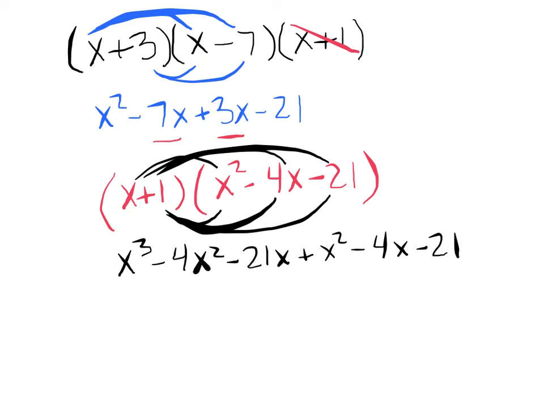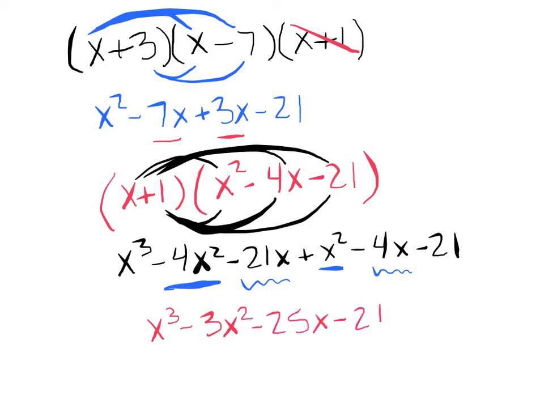Now, I know you guys are all yelling, there's like terms, combine them, combine them. All right, I will. X squareds have like terms, and the x's have like terms. So when we finally combine everything, we're going to end up with x cubed minus 3x squared minus 25x minus 21. And since none of these have common variables, that's our final answer.